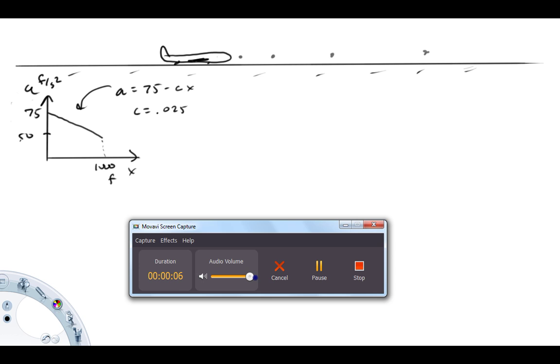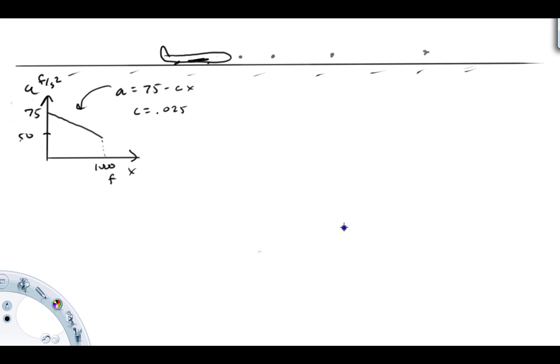So I'm making this video to talk about number 65 in your Hibbler text here. Again, you know what we're looking at here, we have this acceleration function, this nice linear acceleration function which was given in the problem. I'm going to go ahead and write it 75 minus cx, where the c is equal to 0.025.